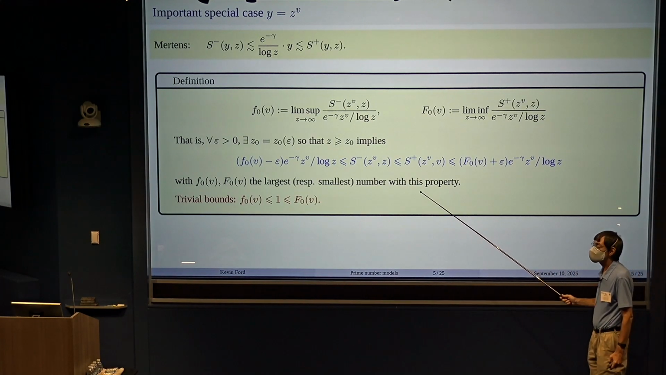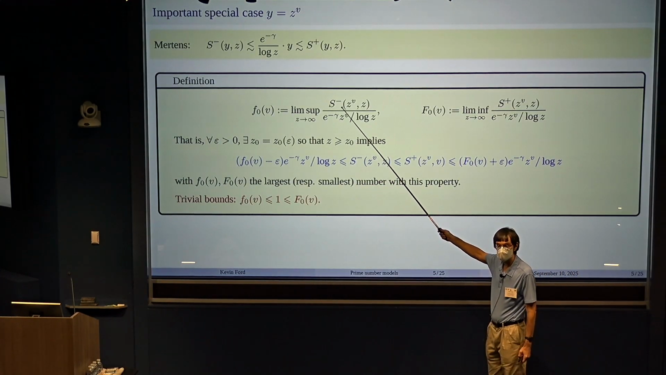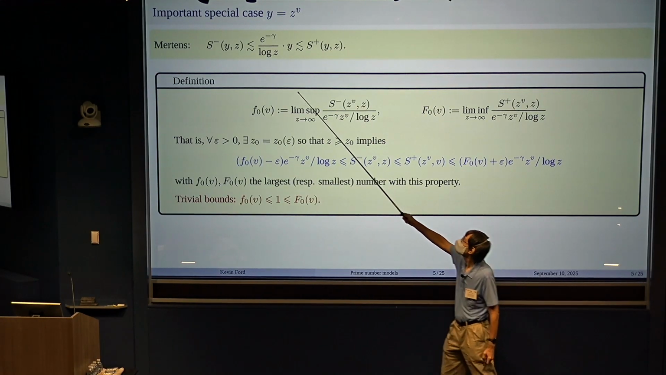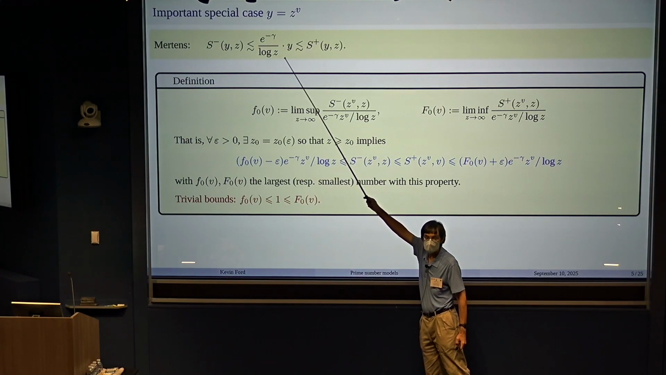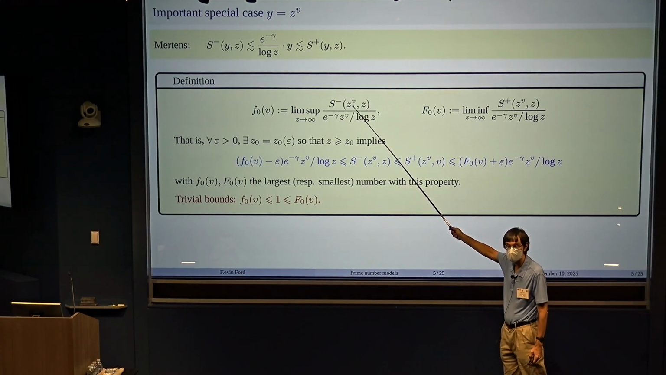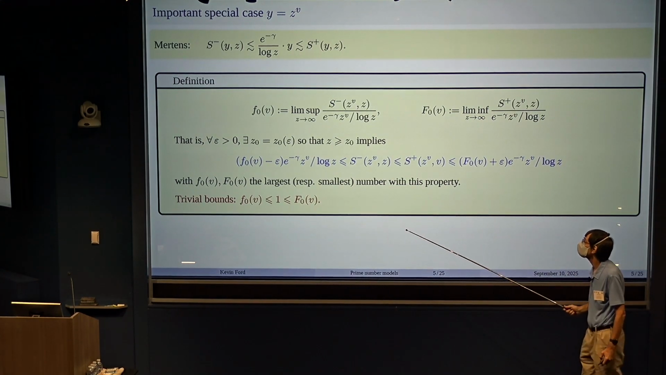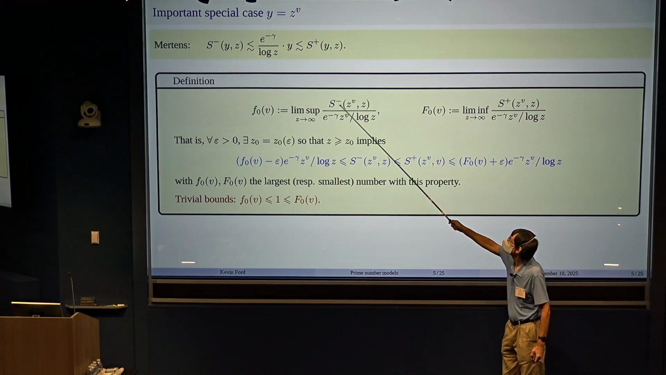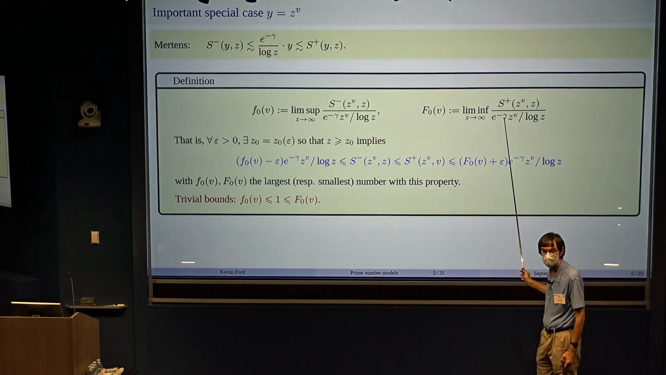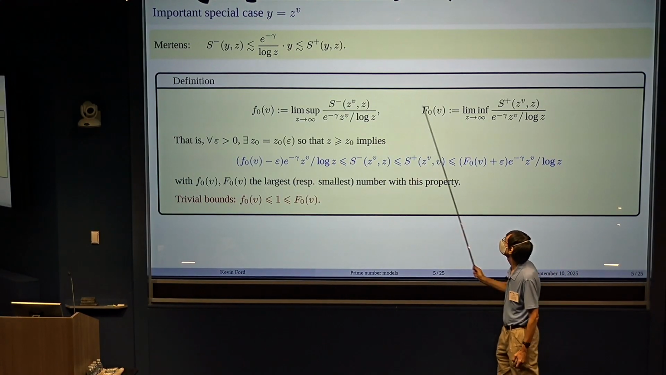And now I'm going to define some quantities where I take, let's say, this minimum quantity here and divide by essentially this piece in the middle. Now I've switched from, I'm fixing now y to be z to the power v. So I'm fixing the ratio of the logarithms of y and z. So this is now normalized. So this ratio here will be at most 1. This ratio will be at least 1, at least asymptotically. And now I take the lim sup of that and the lim inf over here.